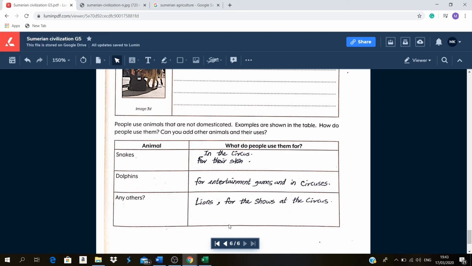Any others? Now, when we were speaking about dogs, we spoke about falcons. Here I wrote lions inside circus. Also, let's write falcons. People in the UAE use falcons for hunting. They domesticate falcons and they use them for hunting.